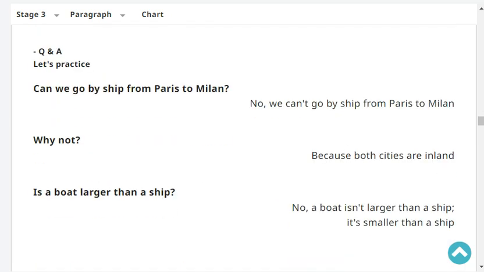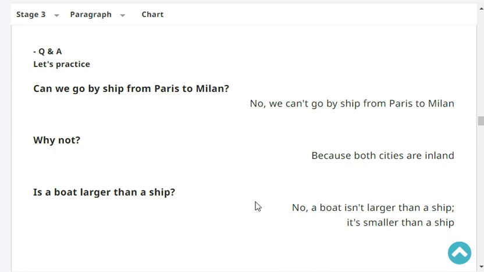Can we go by ship from Paris to Milan? No, we can't go by ship from Paris to Milan. Why not? Because both cities are inland.